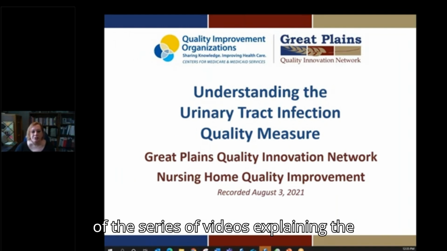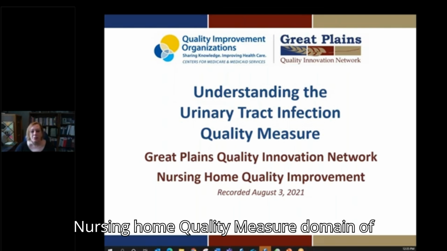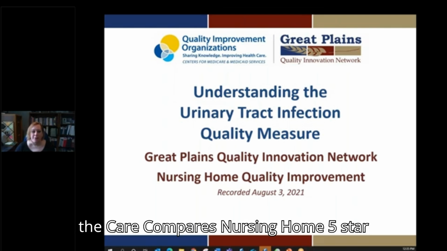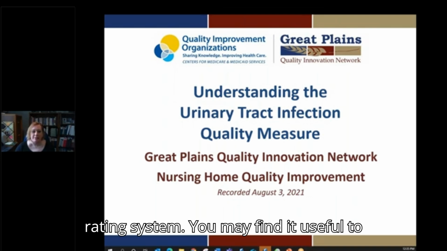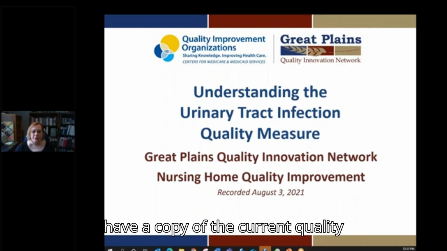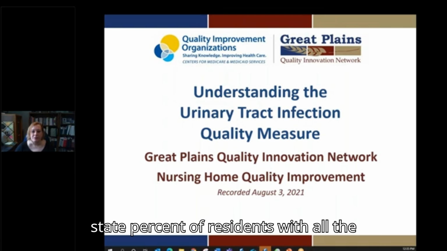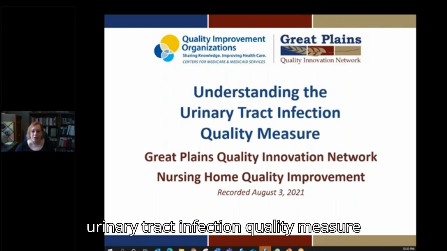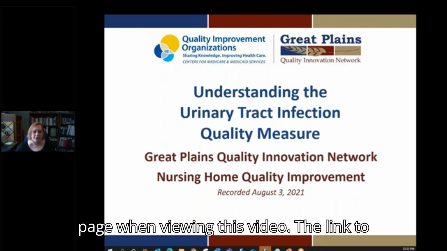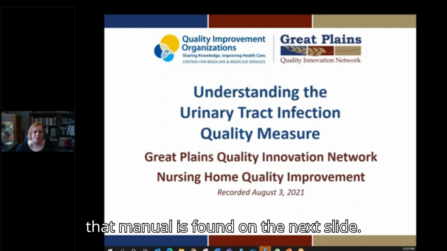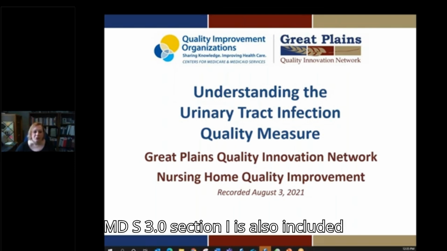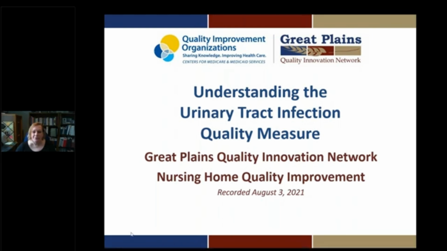This presentation is one of the series of videos explaining the quality measures that comprise the Nursing Home Quality Measure domain of the Care Compare Nursing Home 5-star rating system. You may find it useful to have a copy of the current quality measures user's manual turned to the long stay percent of residents with a urinary tract infection quality measure page when viewing this video. The link to that manual is found on the next slide. MDS 3.0 Section I is also included in this quality measure.